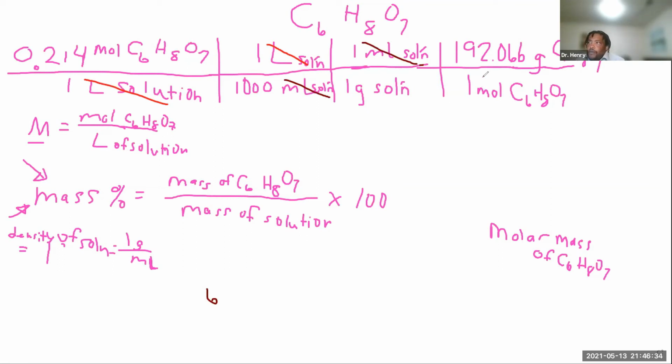Okay, so now this guy cancels out with this guy. And so now we're left with grams of citric acid over grams of solution. So now all we have to do is just multiply across, then we just multiply that by 100, because that's what we want, right? Mass over mass, citric acid over mass of solution.